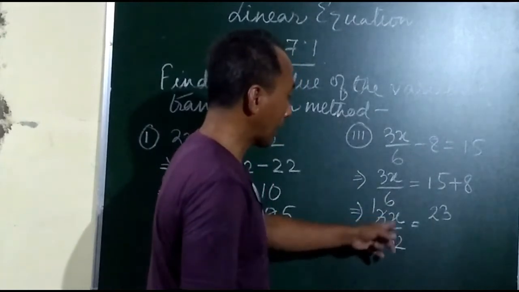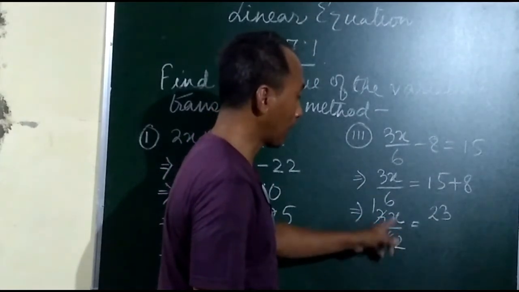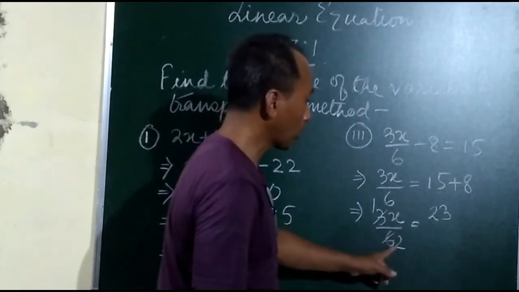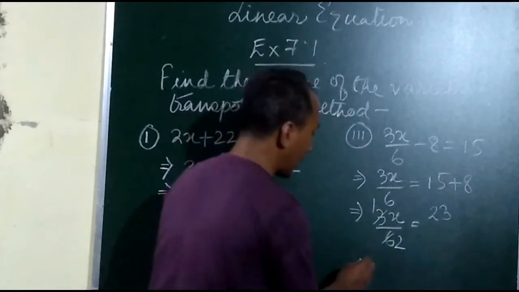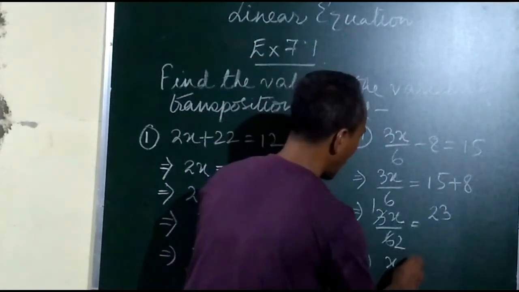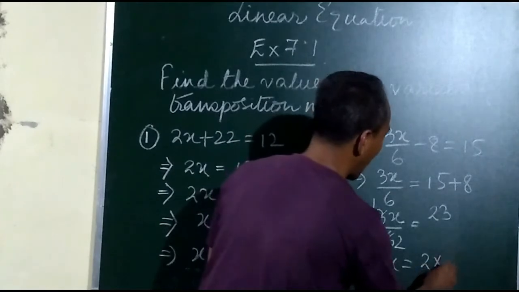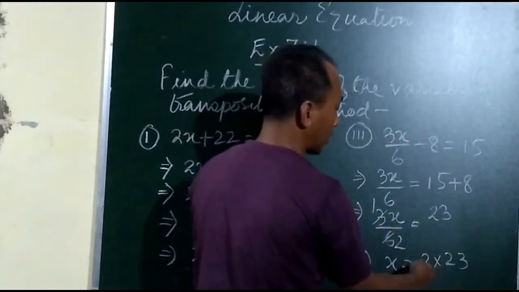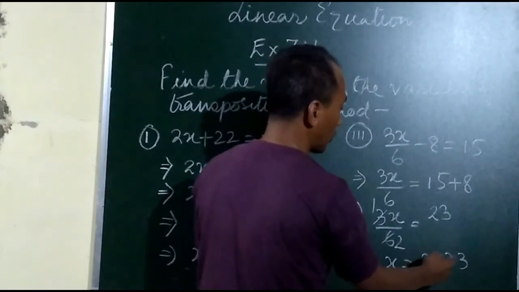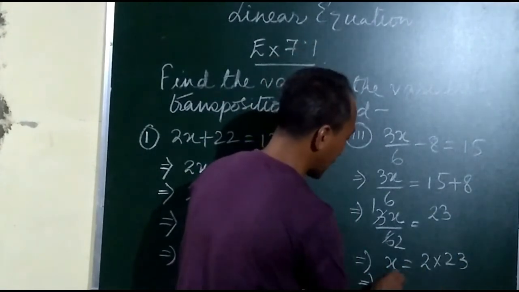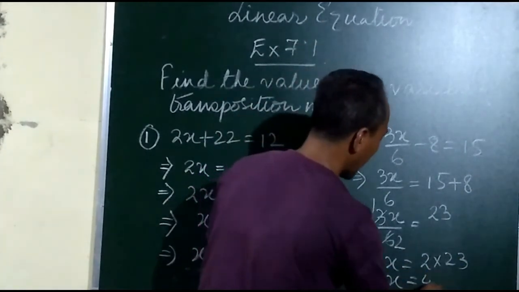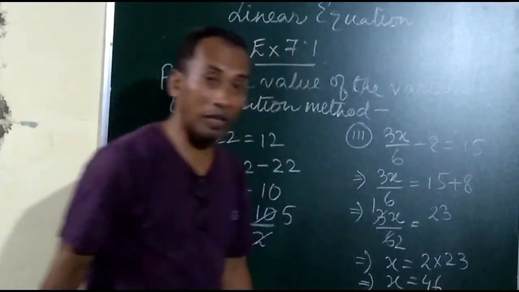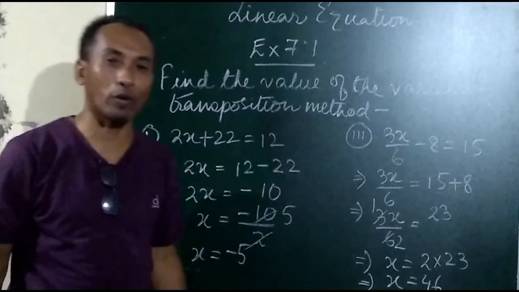Okay. Now x by 2. Here it is dividing x by 2. So when we take it to the other side, x equals 2 multiplied by 23. Since here it is divide, when you take it to the other side, it will be multiplied. So 2 into 23, x equals 46. So today we have completed exercise 7.1.